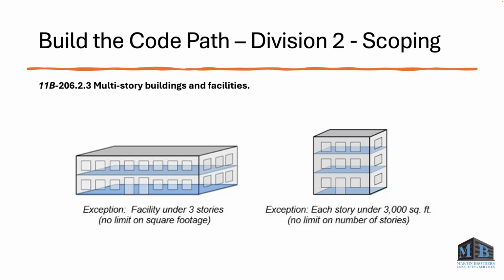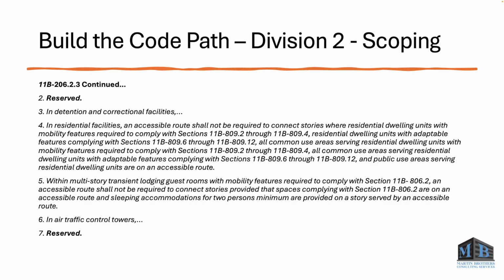All right, so let's move on. 11B 206.2.3 has some more exceptions. It goes all the way up to exception 7. Numbers 2 and 7 aren't adopted by the California Building Code. Number 3 and 6 are kind of specific and not common, and they're outside the scope of this video. 4 and 5 are great.